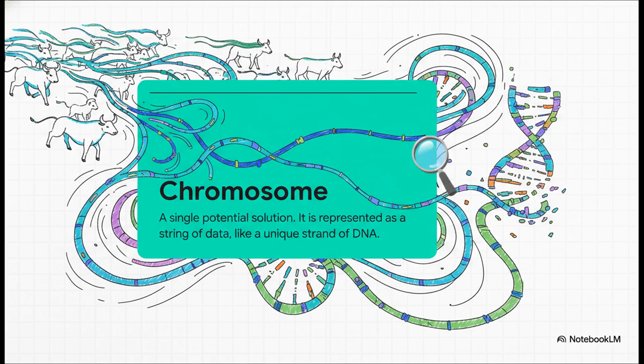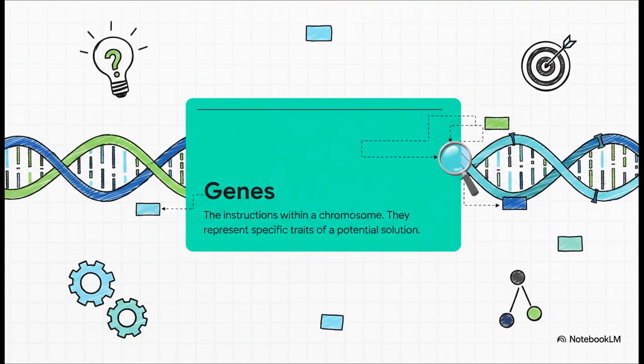And just like real DNA, it's represented as a string of data that contains all the information about that one particular solution. And if you zoom in on that chromosome, you find the genes. These are the basic building blocks, the individual pieces of data in that string. Each gene codes for a specific little trait or instruction within the overall solution.